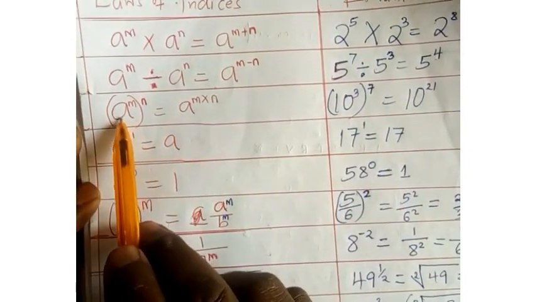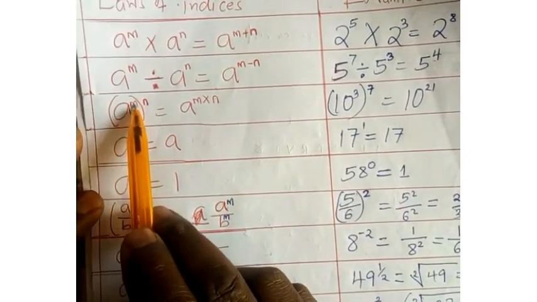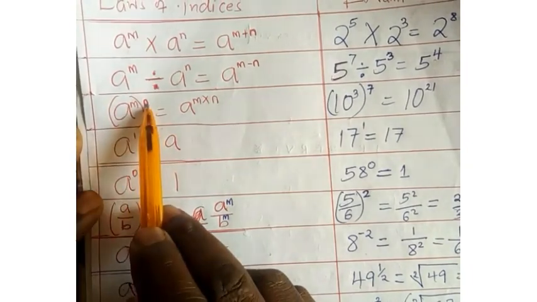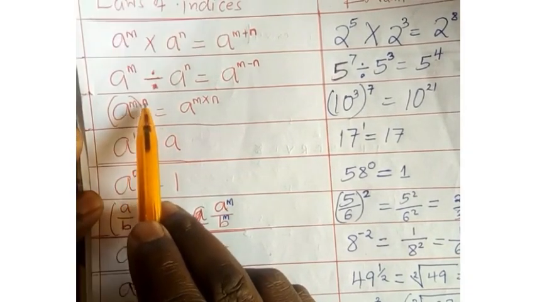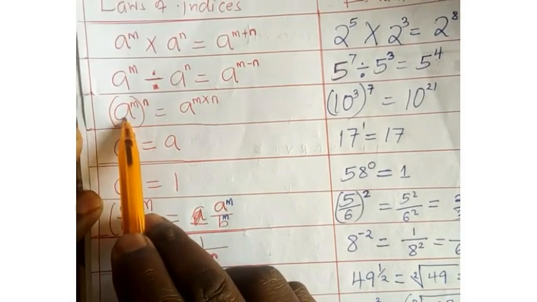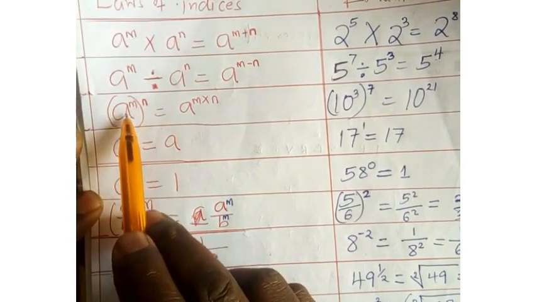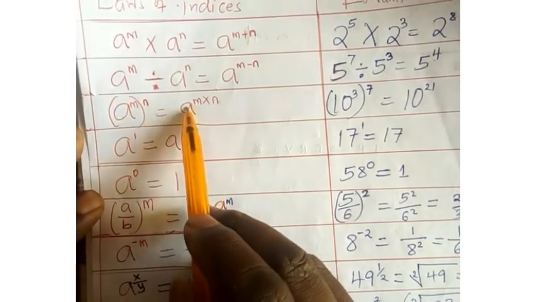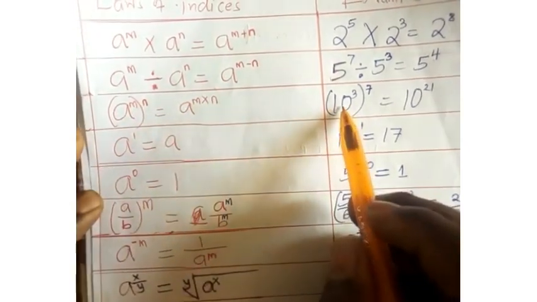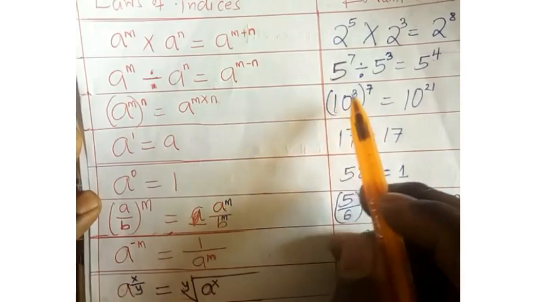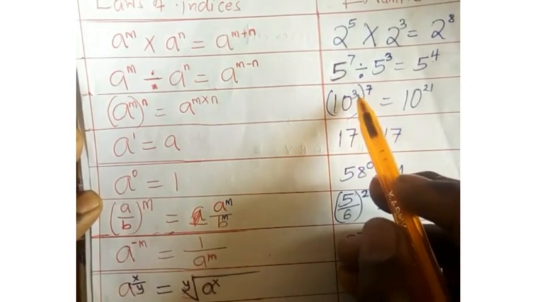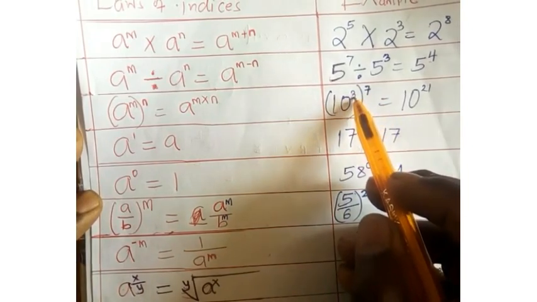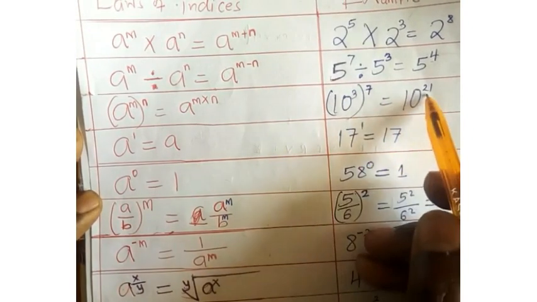When we have a number raised to a power and then raised to another power, what do we do with those powers? We multiply the powers. So a raised to power m, then raised to power n, will give us a raised to power m times n. For example, we have 10 raised to power 3, then bracket raised to power 7. What you simply do is multiply the powers. 7 times 3, which is 21.